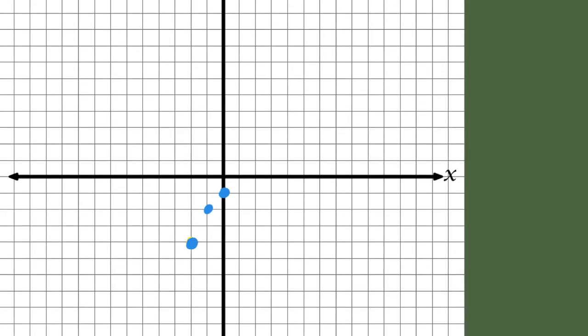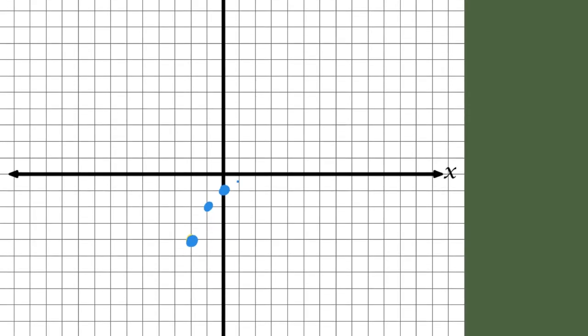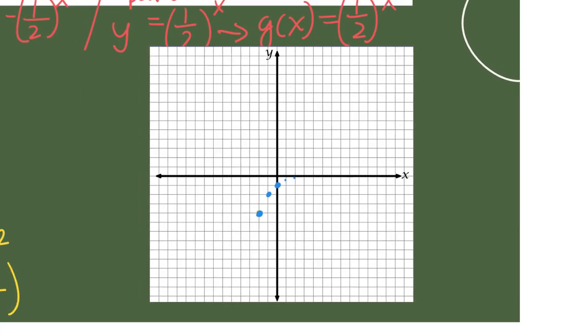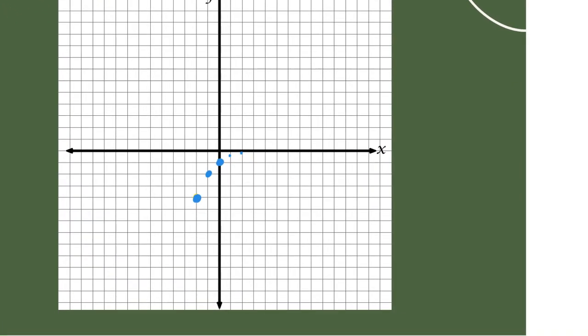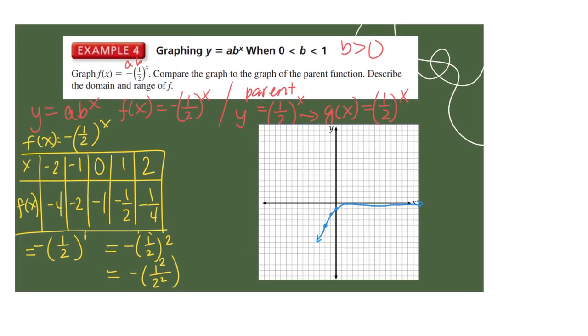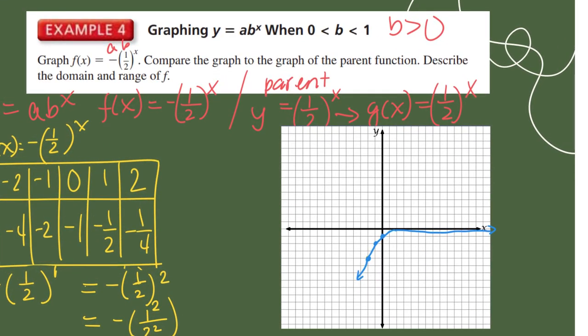So the point's going to be halfway here, and the other one halfway here because it's 2 and negative 1/4. Okay, if I was to do my line, I'm going to start with somewhere. Okay, remember, it approaches, but it doesn't touch. This is f of x equals negative 1/2 to the power of x.